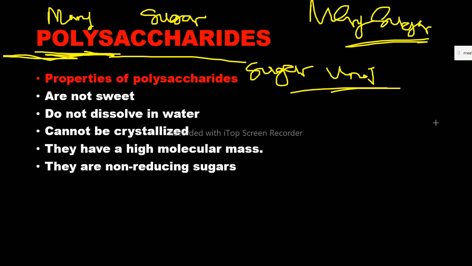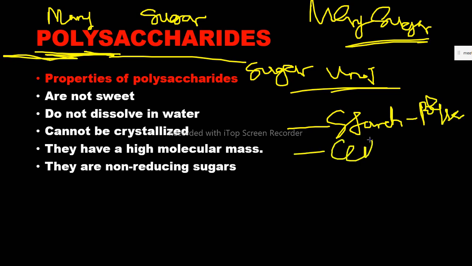And we have different examples. Number one, have you ever heard of starch? This one is a polymer. It's a polysaccharide. Have you ever heard of, for instance, cellulose?